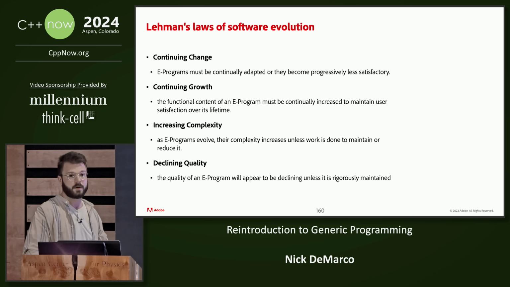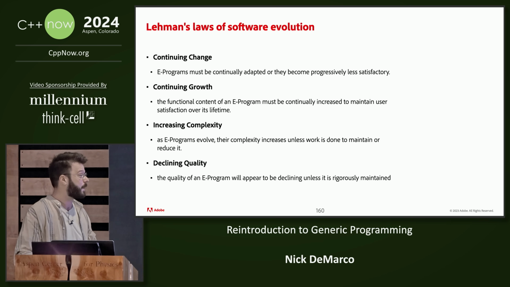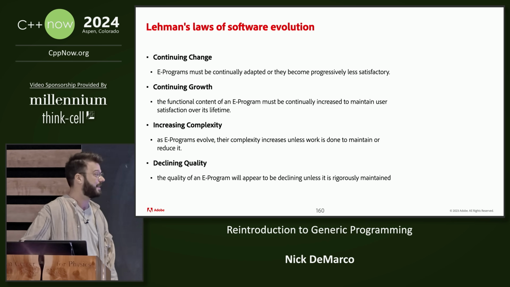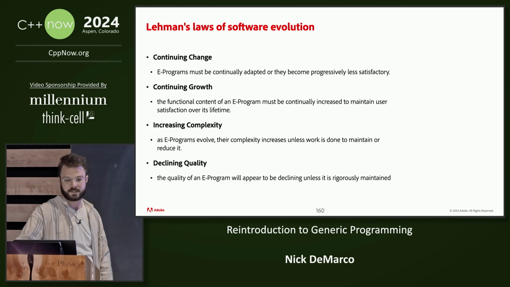Would anyone like to argue against that law? That's what I thought. Declining quality. The quality of an E program will appear to be declining unless it is rigorously maintained. So these are decent adages. And it makes sense, right?